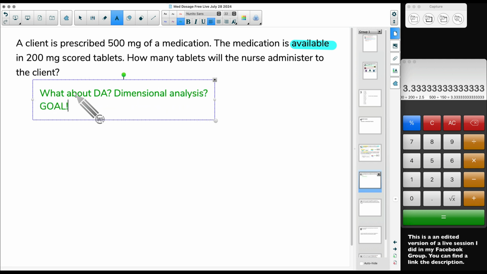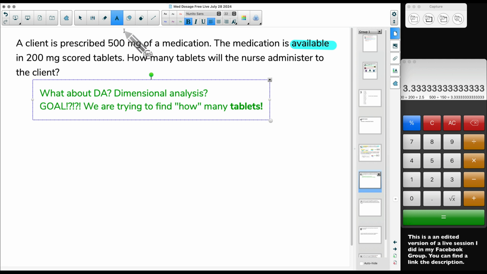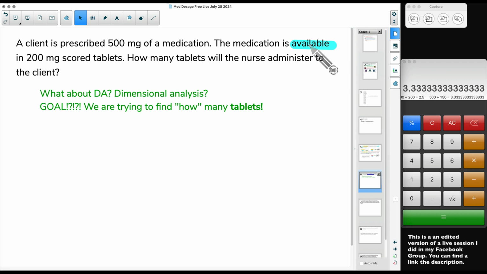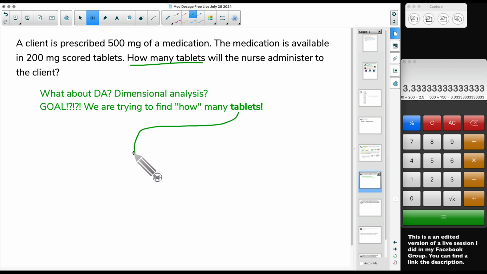First thing, goal. What is the goal of our problem? We are trying to find how many tablets. That is our goal. The thing I like about dimensional analysis, you can actually skip the whole daggone problem and look and see what the question's asking you to find. How many tablets? That is our goal. And I can act as if I haven't read anything else. All I got to do to start off my dimensional analysis is look at the question. Our goal is tablets, so watch what I'm going to do.